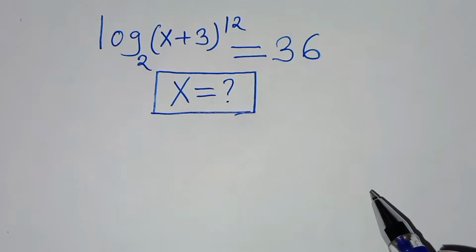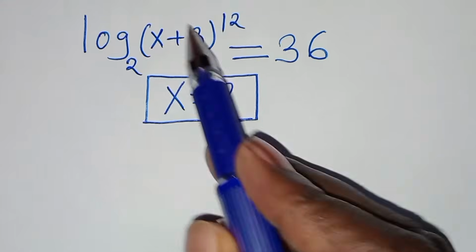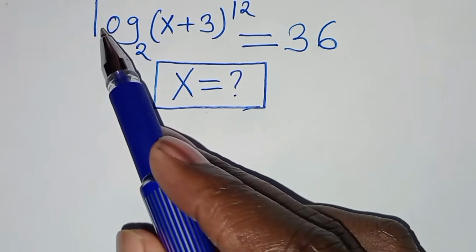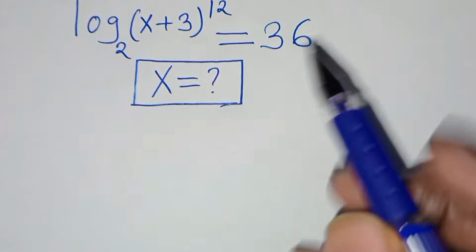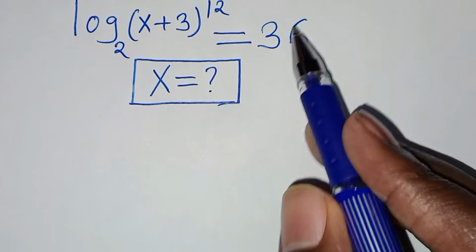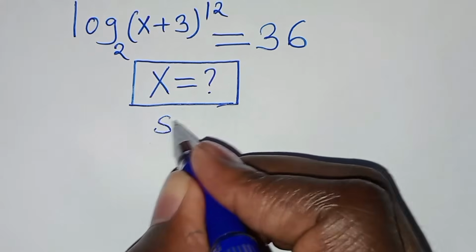Hello everyone, you are welcome to solve for the value of x given this nice logarithm equation, which is log of (x plus 3) to the power of 12 to base 2. This is equal to 36. What is the value of x? Let's provide the solution from here.